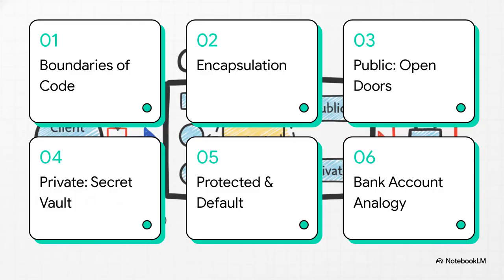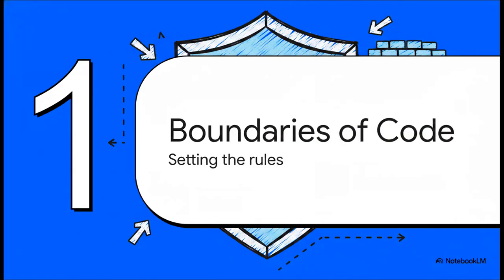Here's a quick look at our roadmap for today. First, 1, the boundaries of code, followed by 2, encapsulation, shielding your data. Then we'll break down the specific modifiers, so 3, public, the open doors, and 4, private, the secret vault. After that, we'll cover 5, protected and default access, and finally, we'll wrap it all up with 6, the bank account analogy.